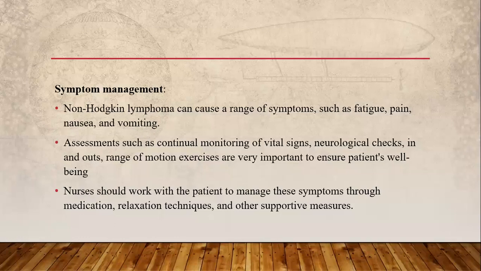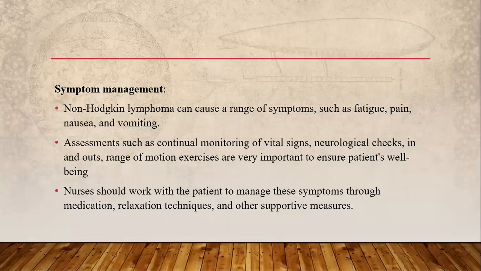So other assessments, such as continual monitoring of vital signs, are key, and also neurological checks, intake and output, and also the range of motion. They are very important to ensure the patient's well-being. Vital signs are also very important because the disease affects the very key components of the blood, the lymphocytes, which play a very critical role in fighting infections. So the first thing that you want to monitor is that the patient should be free from fevers, the most common sign of infection.